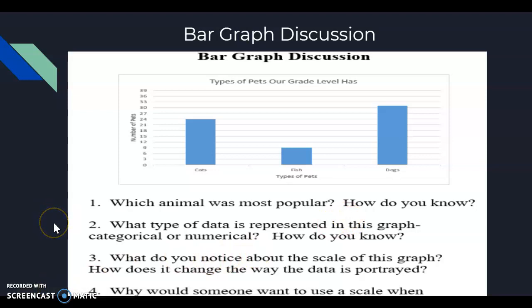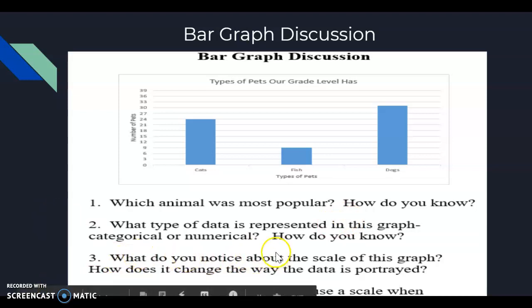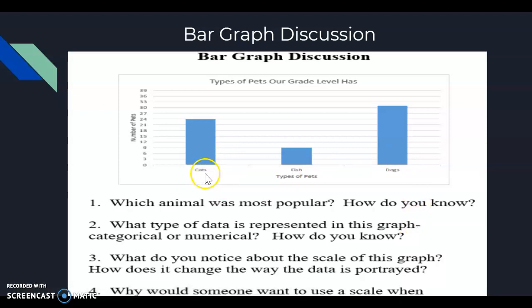Our next question is, number 3, what do you notice about the scale of this graph? How does it change how the data is portrayed? Pause your video and I want you to think about that answer.